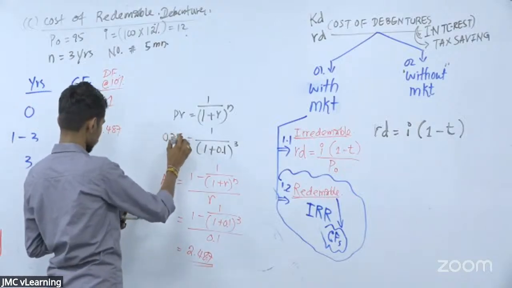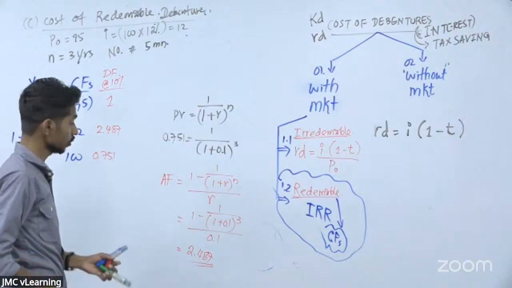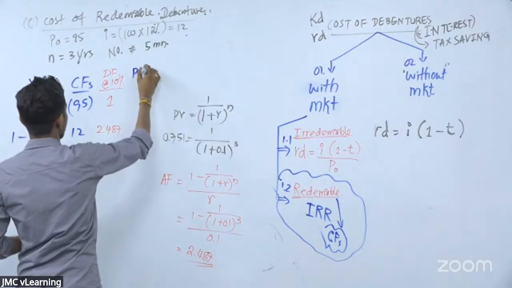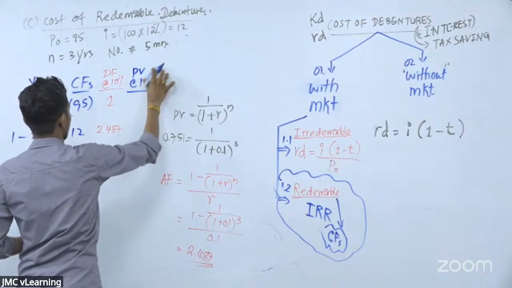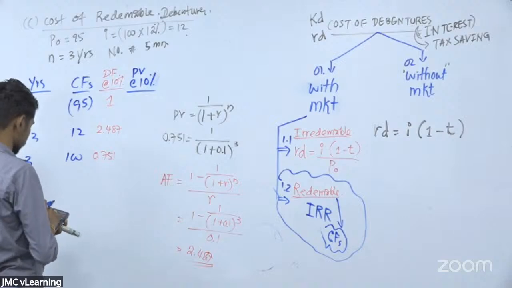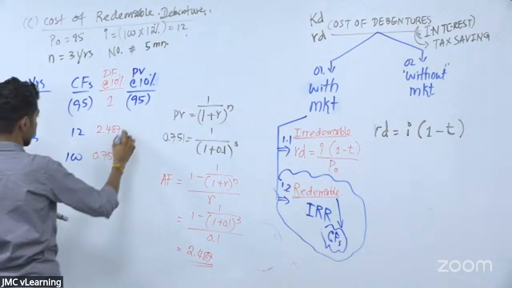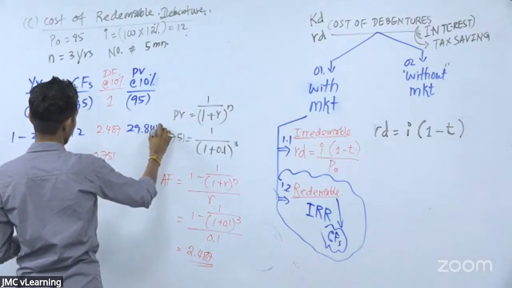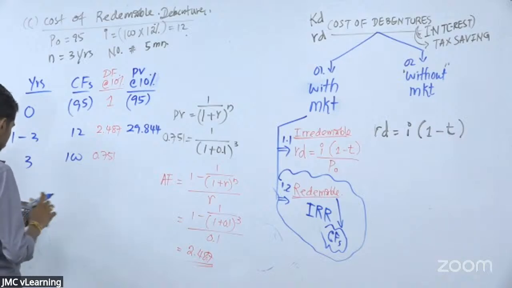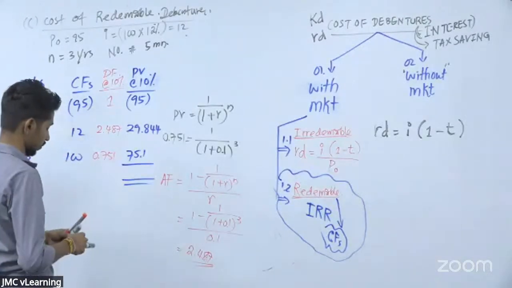Here, 0.751. That is the 1 rupee value. Then we have to take the multiplication on these cash flows. Present value at 10%. 95 into 1 rupee, then minus 95. Then 12 rupees into 2.487, 29.844. Then 100 into 0.751, 75.1. Then get the net present value.